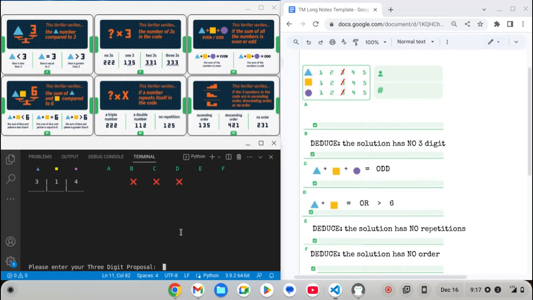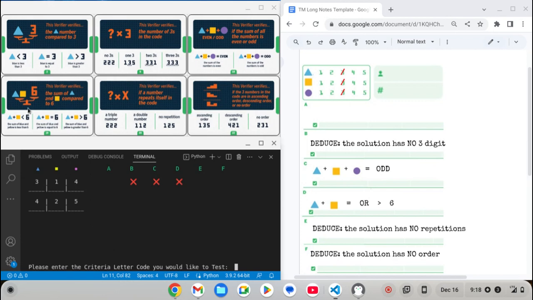So let's go ahead and do 4, 2, 5 and see where that takes us. So just really quickly, there are no 3s in my proposal. The sum is odd. I'm proposing that it should be a sum of 6. And yeah, there are no repetitions, and there's no order. So it decreases then increases. All right, well, let's give that a try.